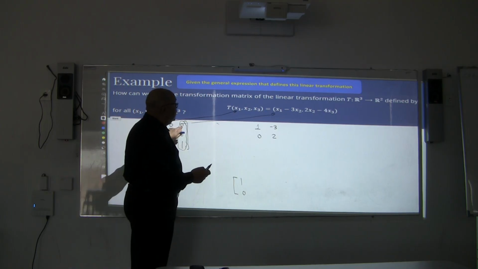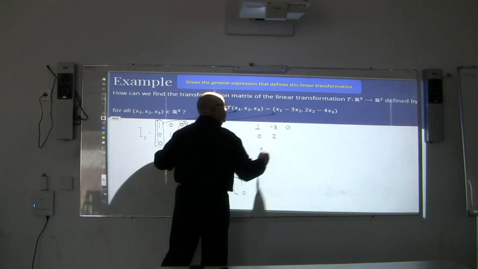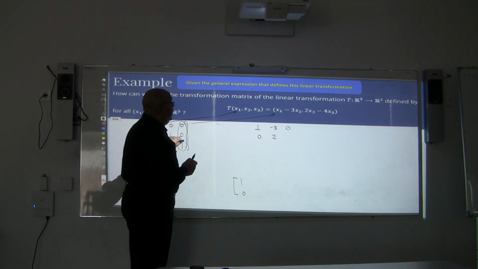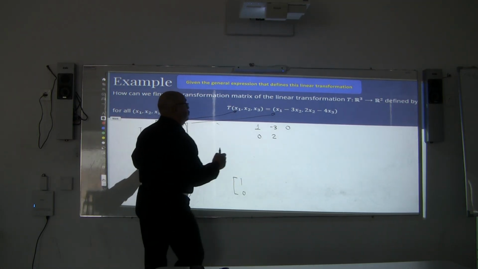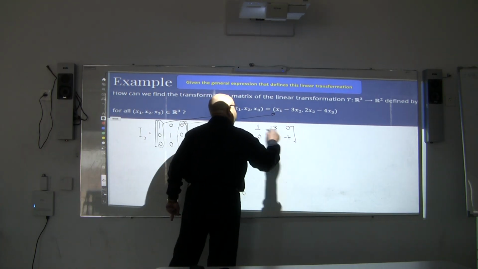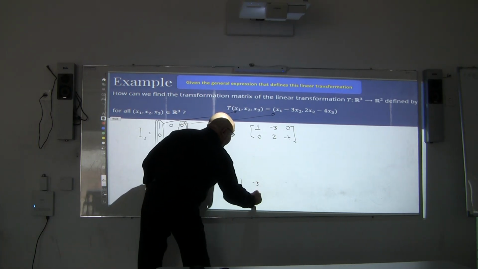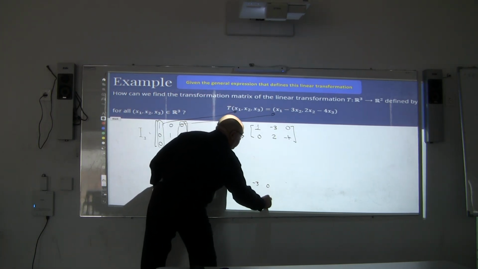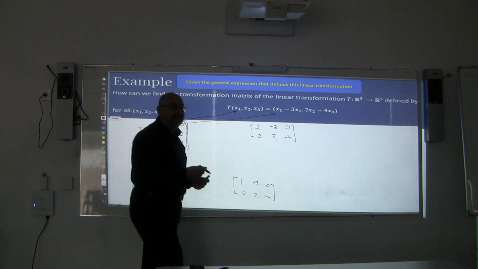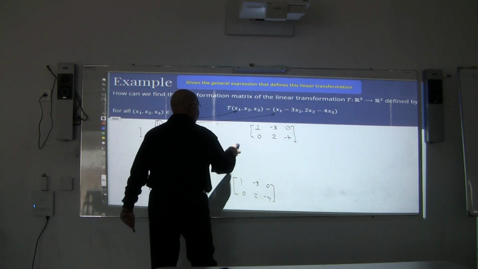So x1 is equal to 0, x2 is equal to 0. So the last component, or second component, is going to equal negative 4. So actually, this is the transformation matrix that you are seeking, which is 1, 0, negative 3 and 2, 0, and negative 4. That's the transformation matrix. Let's check what we have done right now.